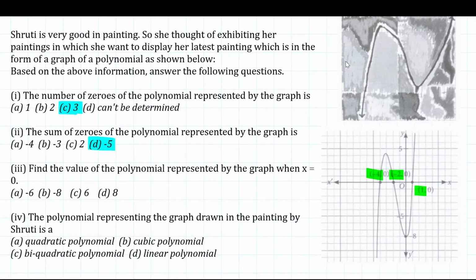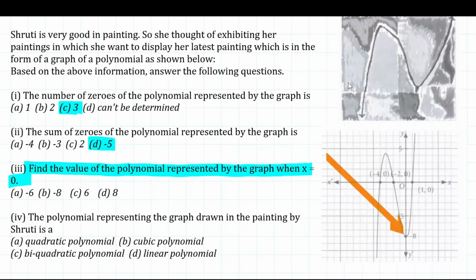Now looking at the next question, it says find the value of the polynomial represented by the graph when x is equal to 0. So when x is equal to 0, you look into this graph over here. You see that when x is equal to 0, this y, which is f(x) only, right? Y is f(x), is 8, right? No, sorry, it's not 8. It's minus 8 over here, right? So we can say the answer for this part is what? Minus 8. Yeah, that's B, the correct answer in this case.